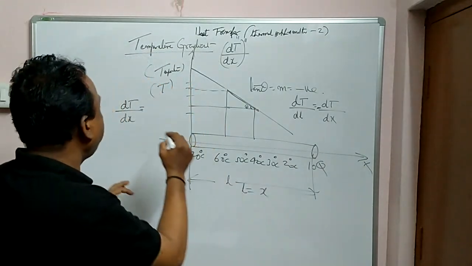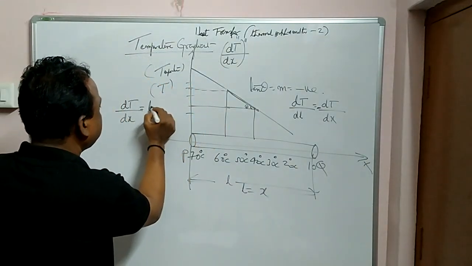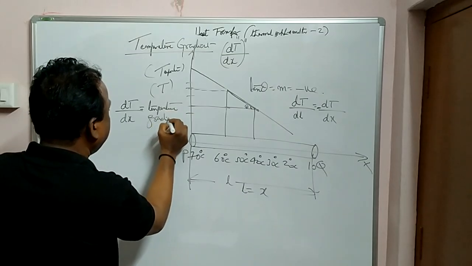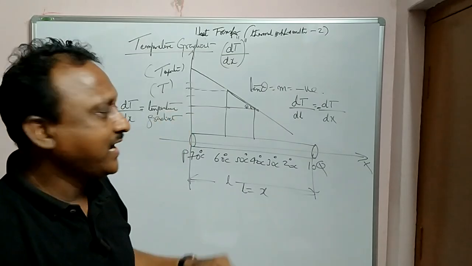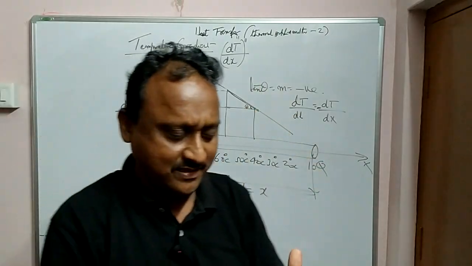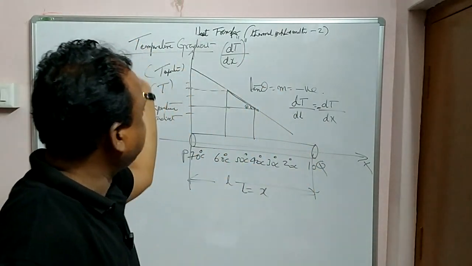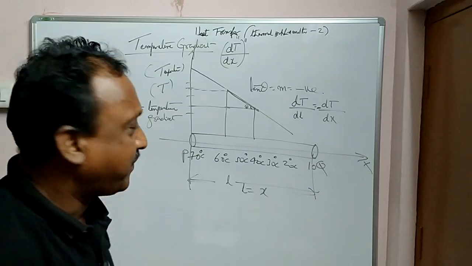They sometimes ask this in examinations and entrance tests: it is called the temperature gradient. Okay, dT by dx. Here the slope is negative. So you can see the value is decreasing. That is called the temperature gradient.